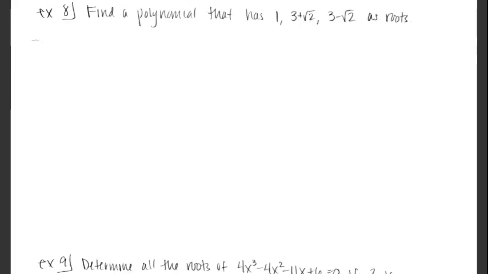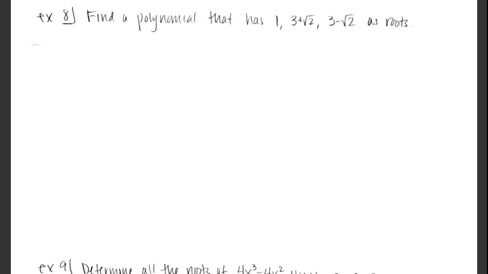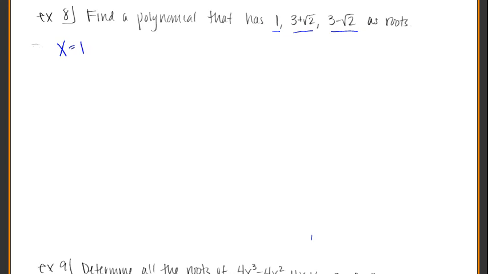All right, so let's go to example 8. We're going to do the same thing. We want to know a polynomial that has 1, 3 plus the square root of 2, and 3 minus the square root of 2 as roots. I chose this one to practice on just because the roots look a little nastier. But it's the exact same process, and I'll walk you through this one a little bit, because it can get tricky. Let's move that over, and let's move all that over.